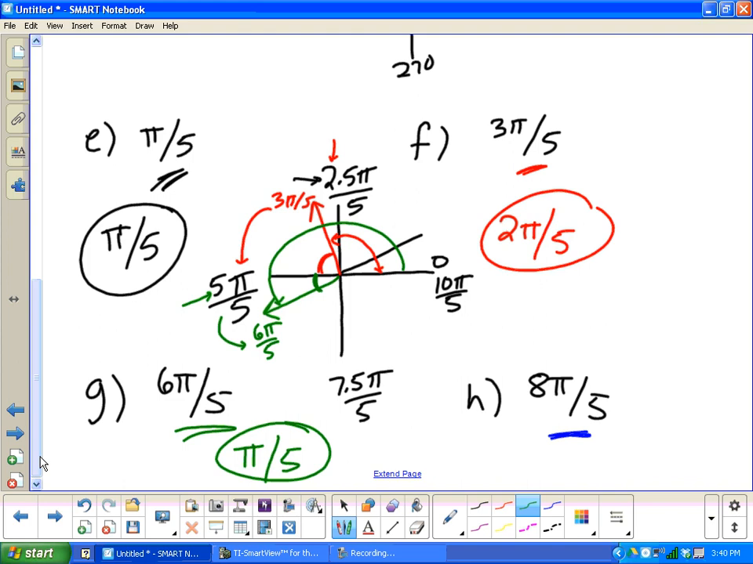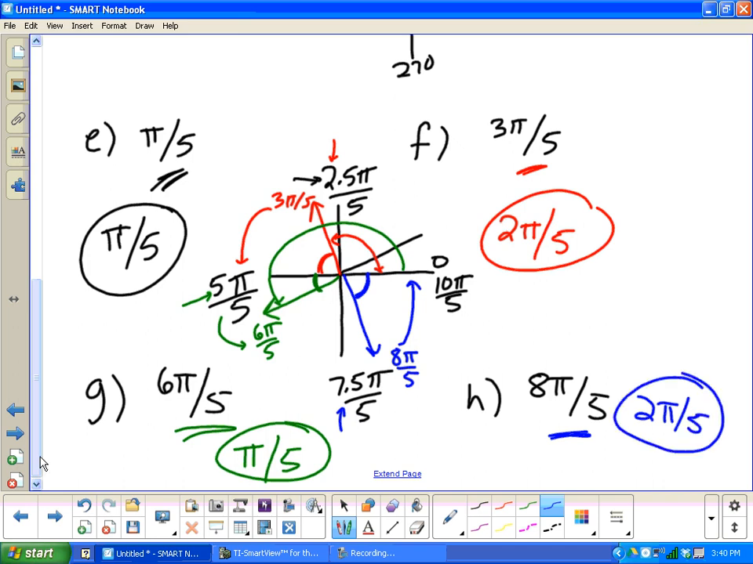Okay, now on H, we're doing 8 pi over 5. So notice this is 7.5 pi over 5. So 8 pi over 5 would be just past there. And so the way I'm going to do this one is to see, again, the reference angle is going to be formed with the x-axis. What's this angle now? If I go from 8 pi over 5 to 10 pi over 5, that would be 2 pi over 5. So my reference angle there is 2 pi over 5.